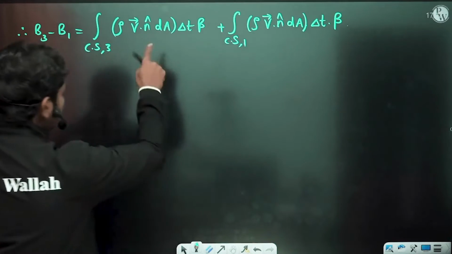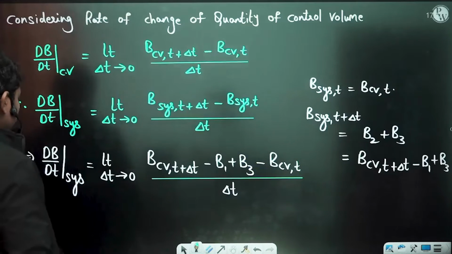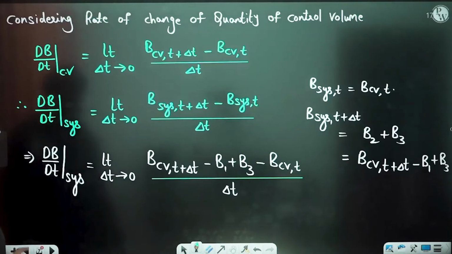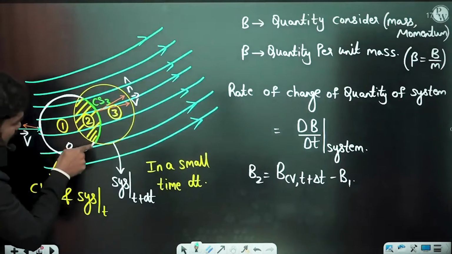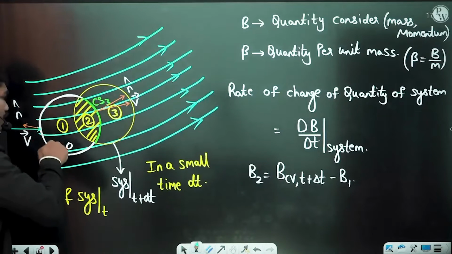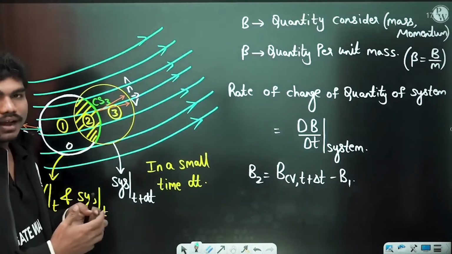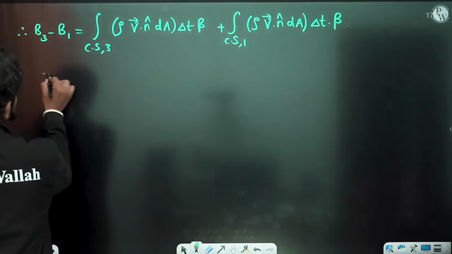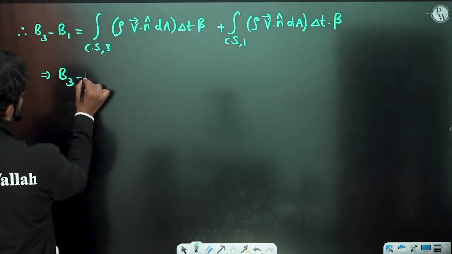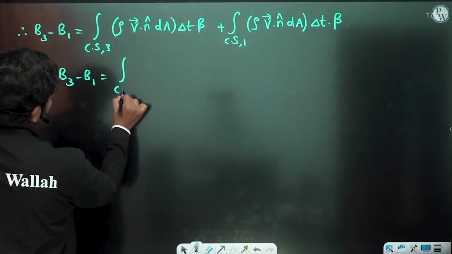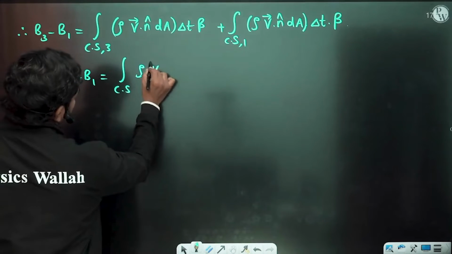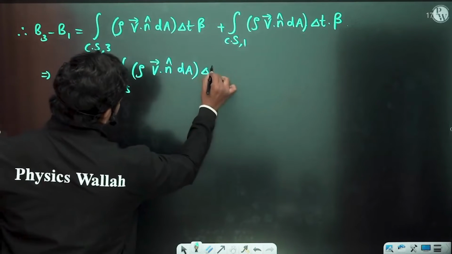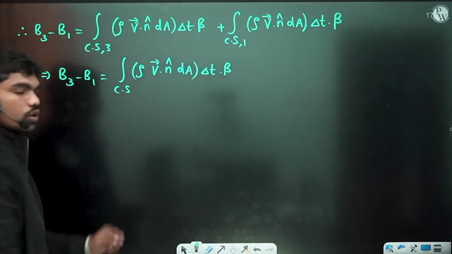Now, since this combination is the same, control surface 1 and control surface 3 together, control surface 3 plus control surface 1 in total, is nothing but the control surface of the volume that you have taken. Therefore B3 minus B1 is equal to the integral over the total control surface of rho V bar dot n cap dA times delta T into beta. This is over the total control surface.